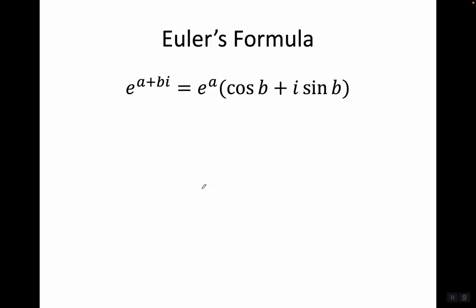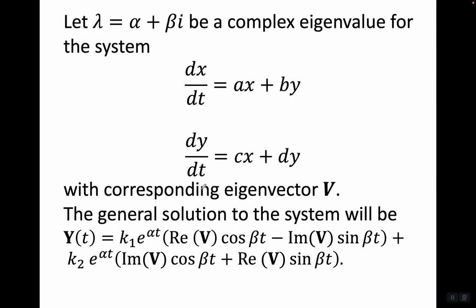Using Euler's formula. Remember this one? e^(a+bi) = e^a (cos b + i sin b). Okay, so we're going to let lambda = alpha + beta i be a complex eigenvalue for the system dx/dt = ax + by, dy/dt = cx + dy, with corresponding eigenvector v. Again, this is the complex eigenvalue, and this will be the eigenvector.